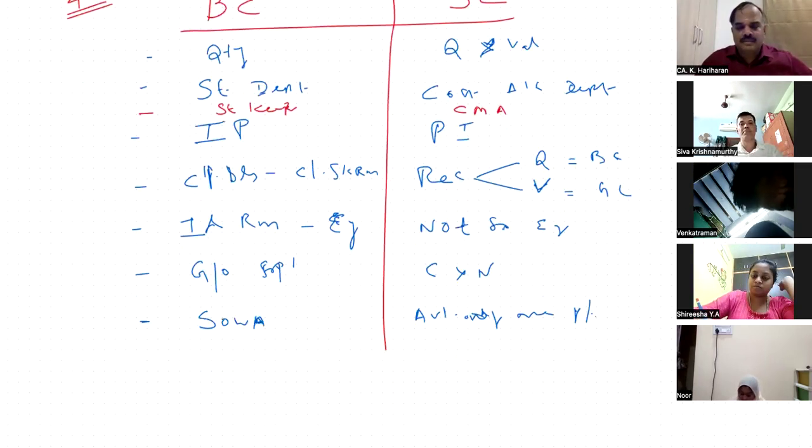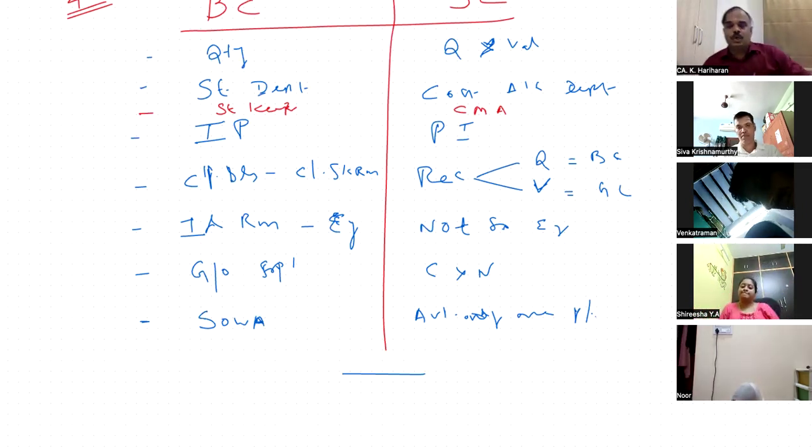Sir, can you give the last point? Yes, the last point is availability. Bin cards are spread over a wide area, whereas the stores ledger is available only in one place, that is, the cost accounting department.